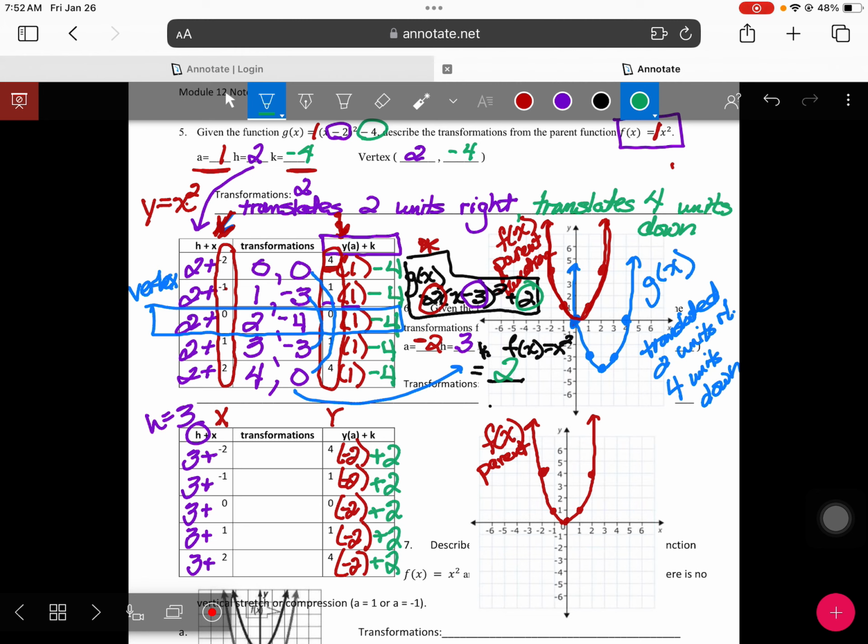So 3 plus -2 is +1. That's my new x coordinate. 3 plus -1 is 2. 3 plus 0 is 3. 3 plus 1 is 4. And 3 plus 2 is 5.